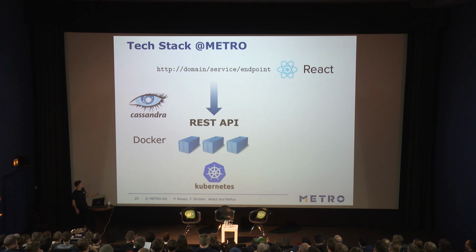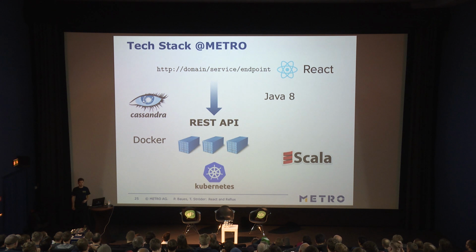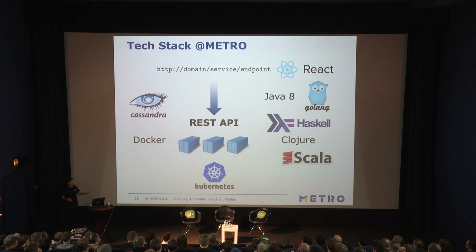So we're trying out many different things. In the backend, we are mostly using Java 8. But as I said before, we also have a whole lot of other programming languages. So we have, for example, a lot of services in Scala. We have some in Golang. We have some in Clojure. We have some in Haskell. We have some in ClojureScript. And we also have some LaTeX service for just doing, I don't know, PDF generation.